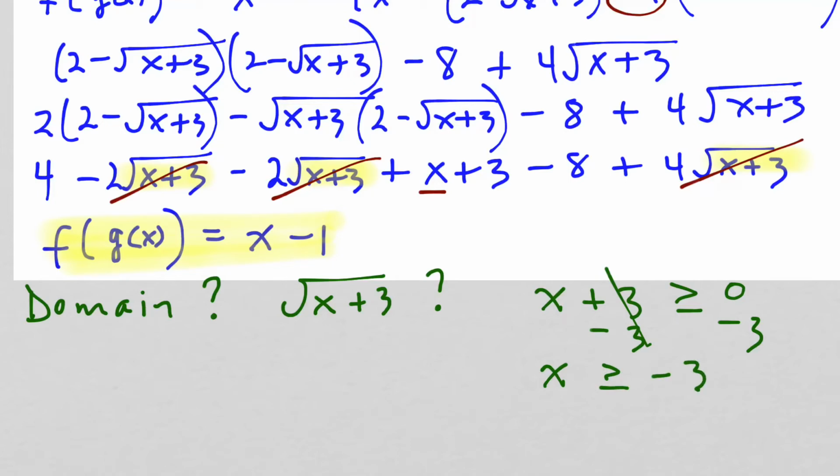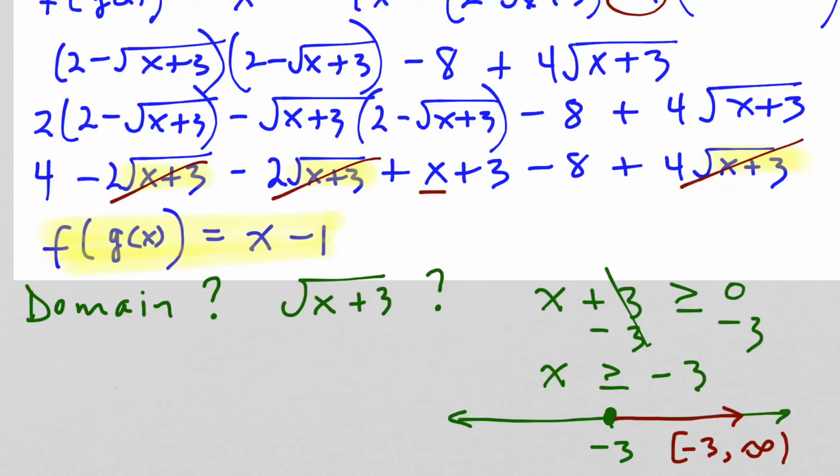If you look at that on the number line, we can just put negative 3. So it can be negative 3, and it can be anything greater than negative 3, so that's to the right here. So that's your interval negative 3 to positive infinity. So our domain, our answer is negative 3 to positive infinity.